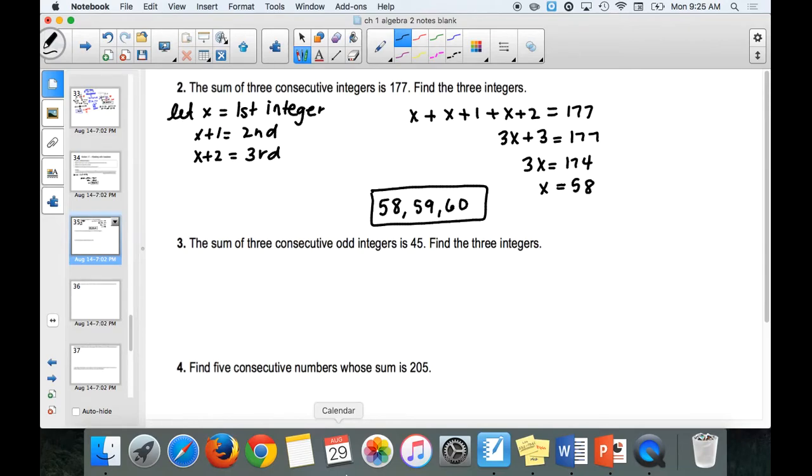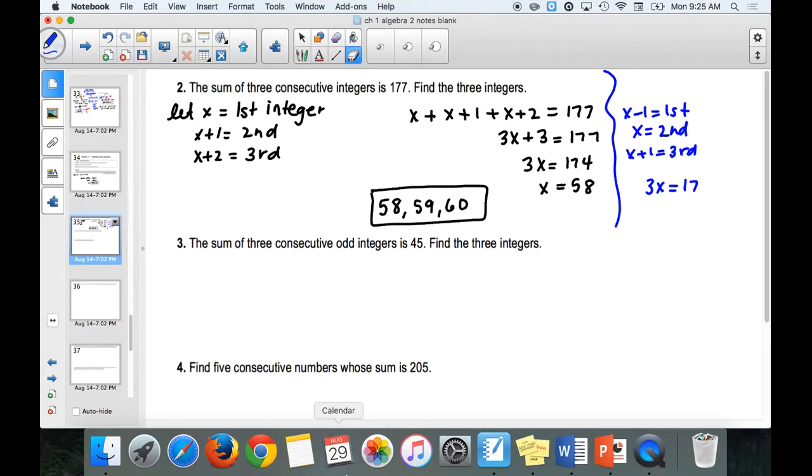Yep, exactly. So the faster way is to let x be the middle integer. If x is the second one, then x minus 1 is the first, and x plus 1 is the third. When you add all of those together, x minus 1 plus x plus x plus 1 ends up being 3x, right? So 3x adds up to be 177. And when you divide that out, you get the middle number, which is 59.